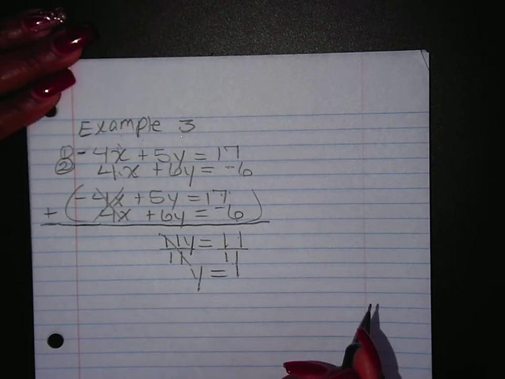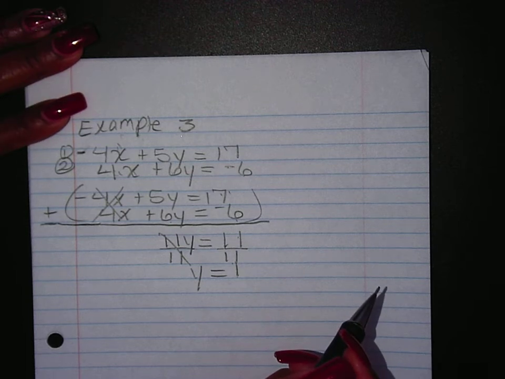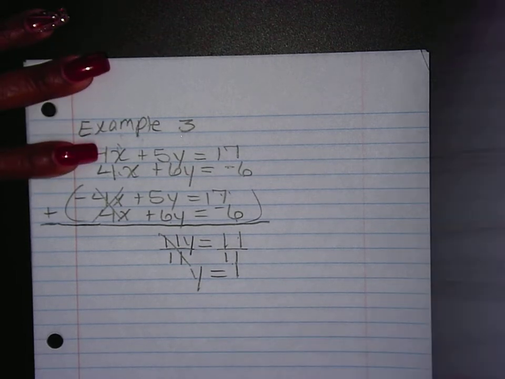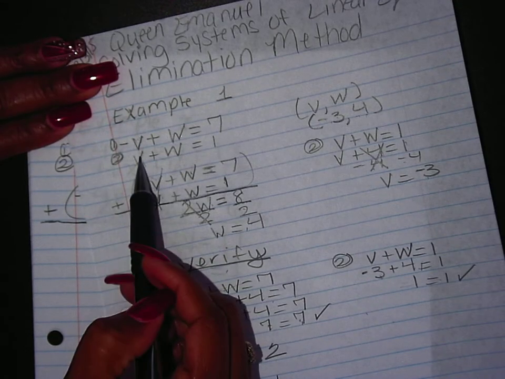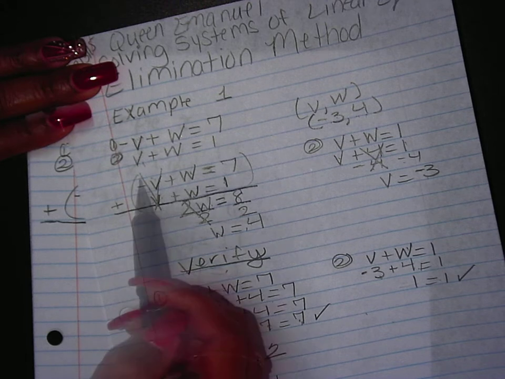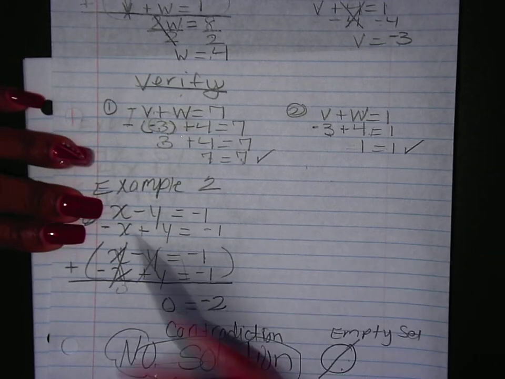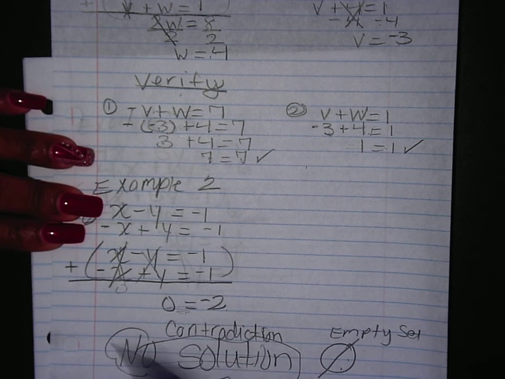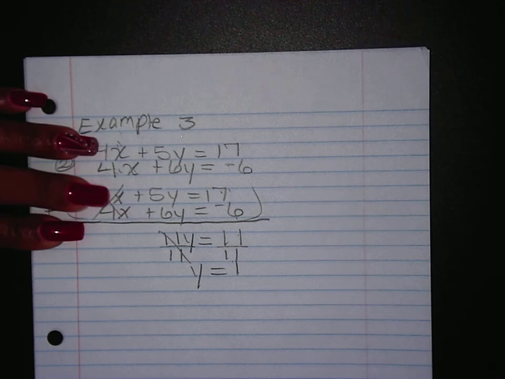Okay. And some of you may be like, well, Miss May, how do you know which variable to eliminate? Whichever one, in these cases, notice that if they were additive inverses, we automatically eliminate those if they're opposite. Okay, so the ones that are opposite, that's what I'm going to eliminate. Here, both of these were opposite, and both of those got eliminated, and that's the reason we had no solution. Okay, good.